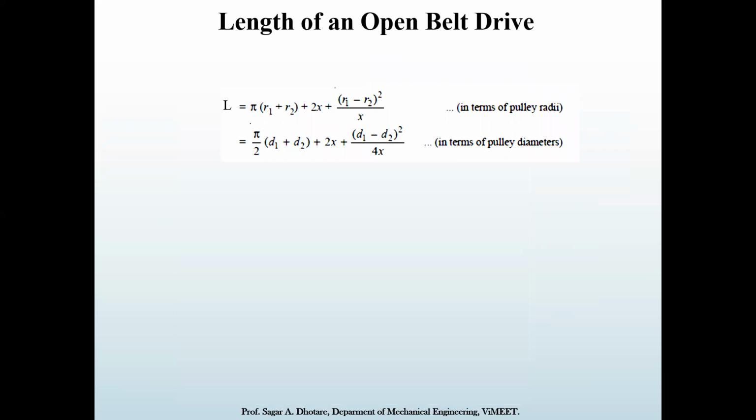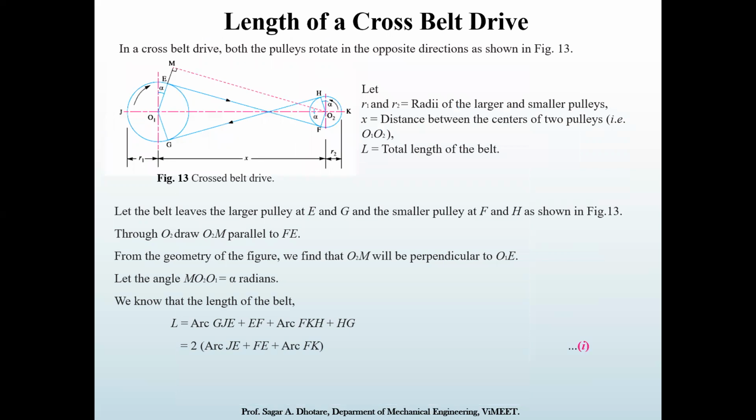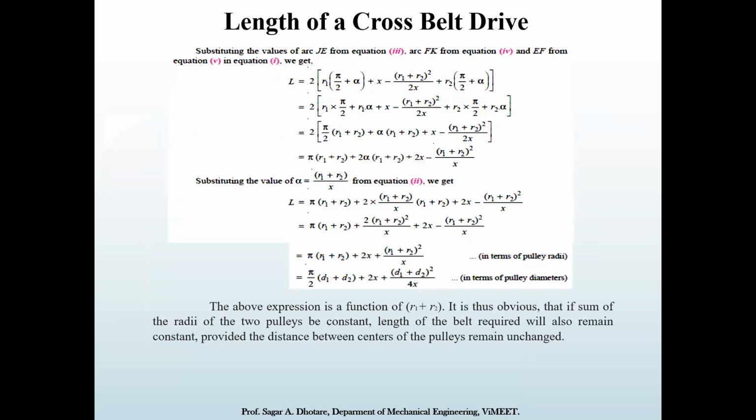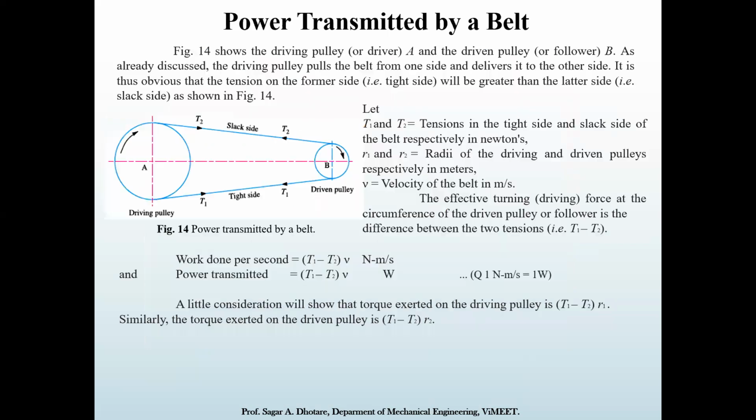So our final aim is to calculate the length, which is nothing but pi times r1 plus r2, plus 2x, plus r1 minus r2 whole squared divided by x. Okay, the terms are already explained. Then similarly for the length of the cross belt. These equations are very important while calculating the length of the belts.